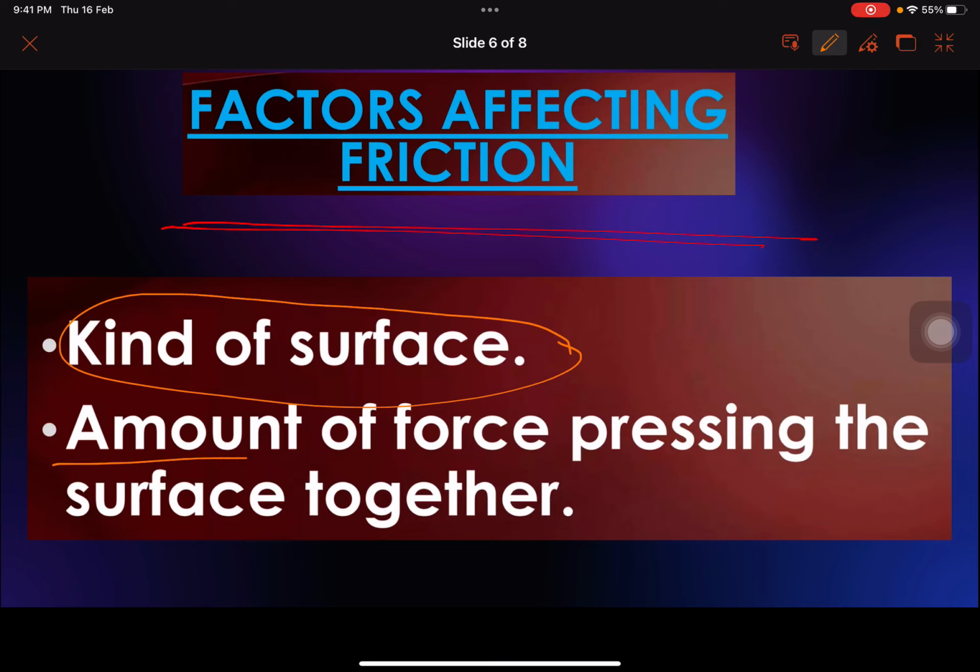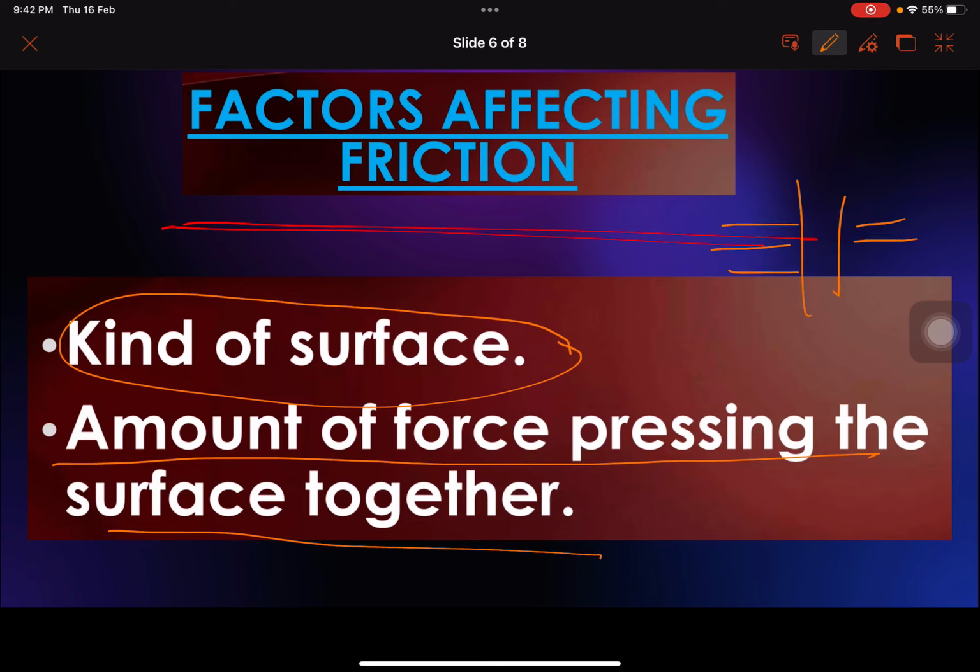Then the amount of force pressing the surfaces together. It is obvious that the force of friction will increase if two surfaces are pressed harder. You can experience it by dragging a mat when nobody is sitting on it and when a person is sitting on it. The two main factors affecting friction are the kind of surface and the amount of force pressing together.